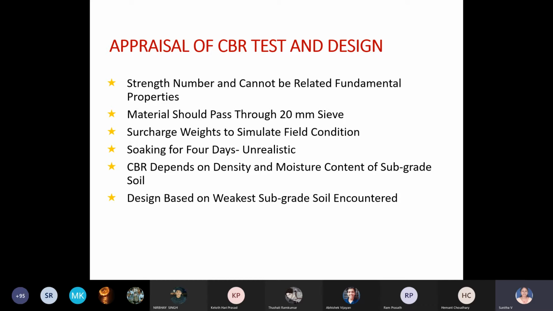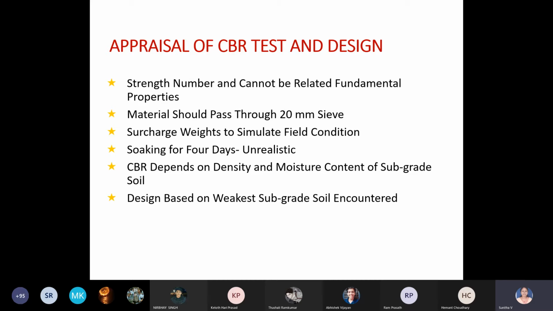It's not giving you the strength directly. It's just comparing with the standard material. And the material should pass through 20 mm. Then the surcharge weight is to simulate the field condition. There are experiments where you can conduct with more or less surcharge weight also.